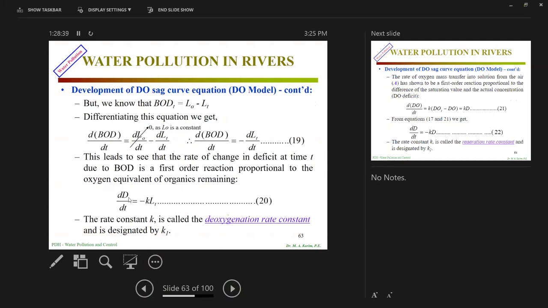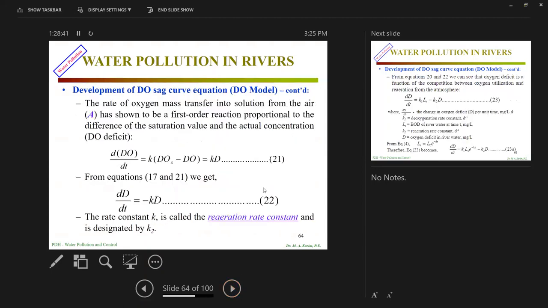So now I have one equation. Now I'm going to do the other part of it. The rate of oxygen mass transfer into solution from the air has to be first order reaction kinetics also. And the actual concentration due to oxygen deficit, dDO/dt equal to K times DOS minus DO, equal to KD, because this is equal to the deficit D.